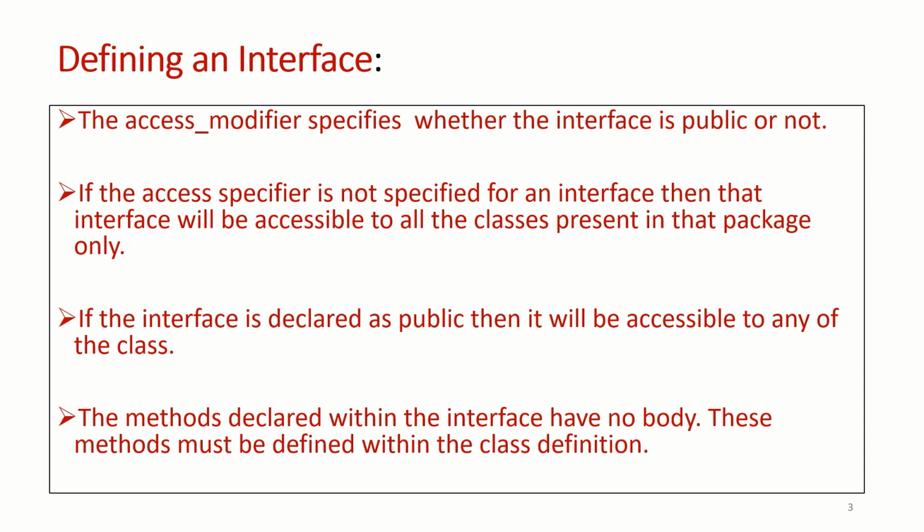Defining an interface. The access modifier specifies whether the interface is public or not. If the access specifier is not specified for an interface, then that interface will be accessible to all the classes present in that package only. If the interface is declared as public, then it will be accessible to any of the classes. The methods declared in the interface have no body. These methods must be defined within the class definition.